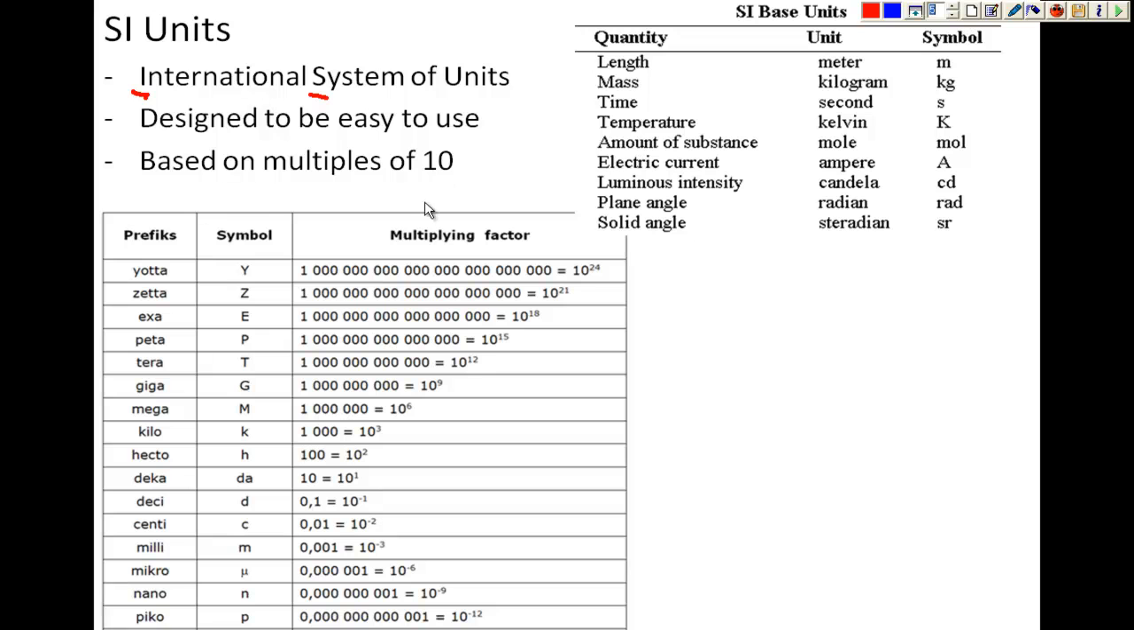It's designed to be easy to use, and it's all based on multiples of 10 for the most part. So we will be using things like meters, grams, I'll explain that one in a second, time and temperature, and we'll be using moles. And some of these other ones right here is for physics. Now, SI units have two parts to them. They have what is called a base, and then they also have a prefix.